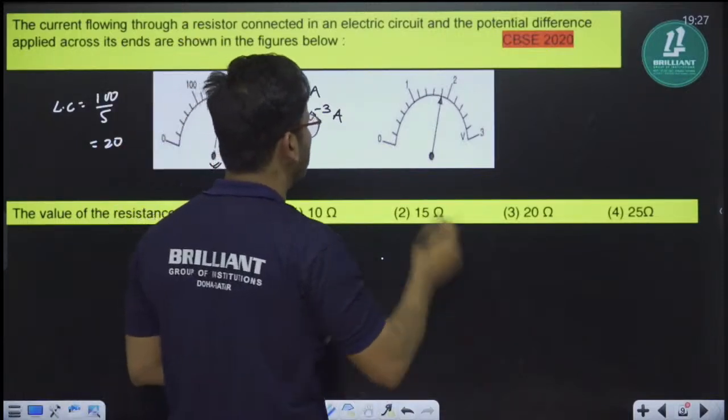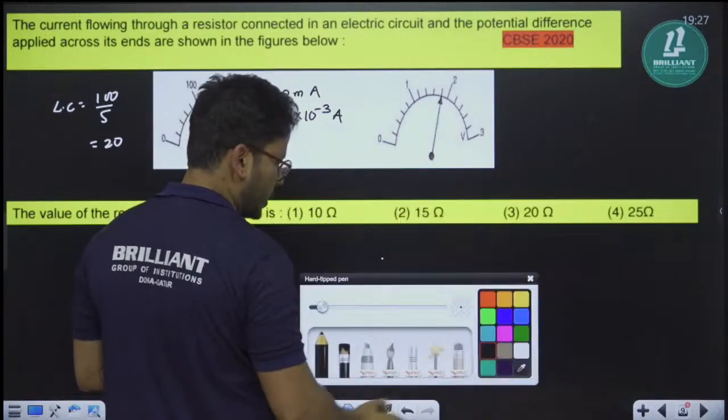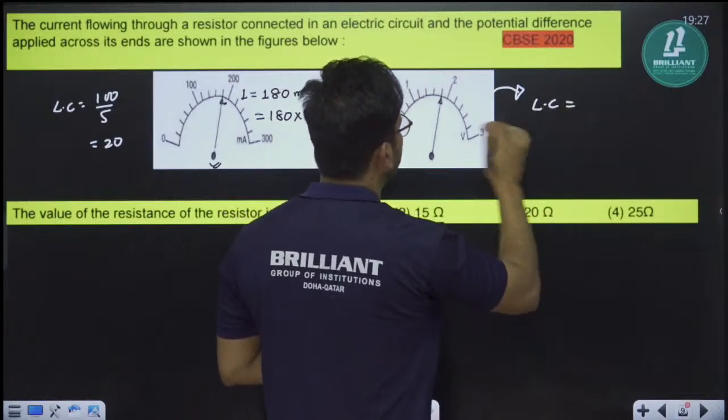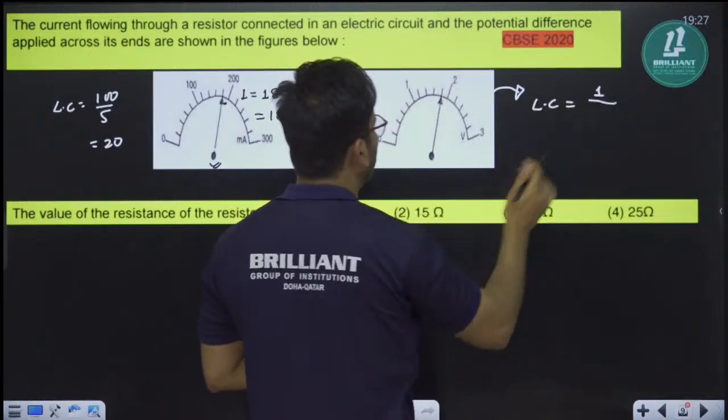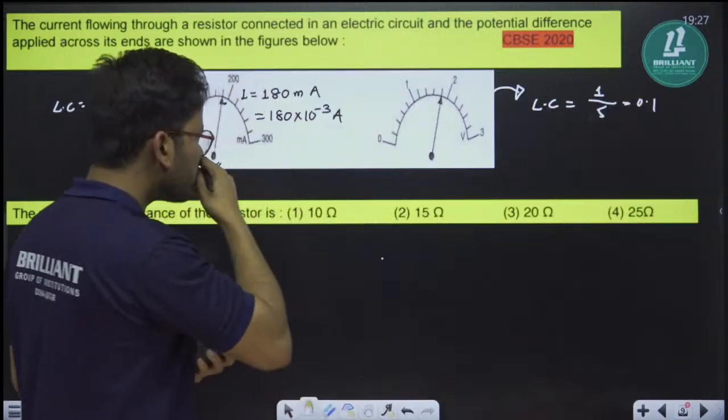So you have 180 milliampere, and I'm going to make it 180 into 10 raised to the power minus 3 ampere. So what I did here, I converted 180 milliampere to ampere. You have to do so in the standard unit. After that, I will see the least count of this voltmeter. You will tell sir the least count is value measured in n division, 1, divided by number of divisions, 5. 1 divided by 5 is 0.2.